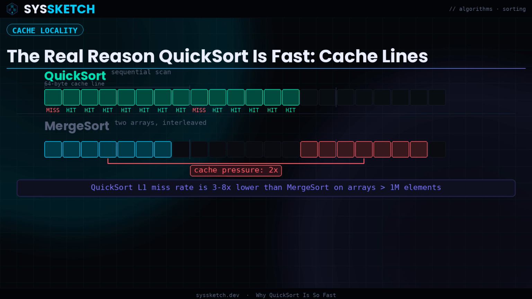The branch predictor cost of the single j less than or equal to pivot comparison is negligible compared to the cost of a single L1 cache miss, which stalls the CPU for 40 to 200 cycles on modern hardware. Pivot selection is the Achilles heel of QuickSort, and it is where the textbook version fails in production. Choosing the last or first element as pivot is trivially simple, but it produces O of n squared performance on sorted or reverse sorted input.